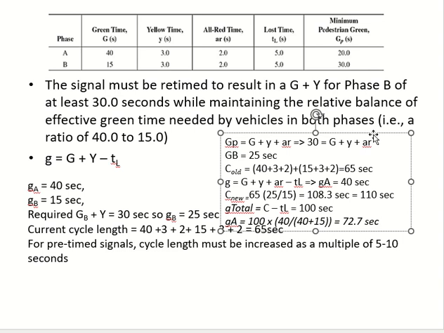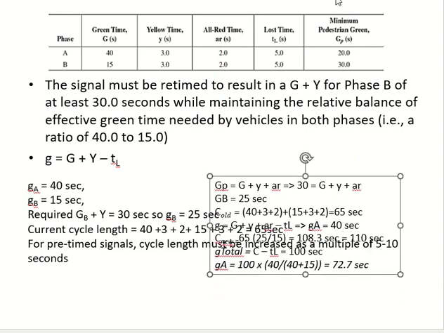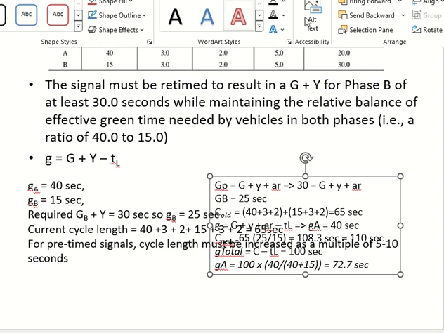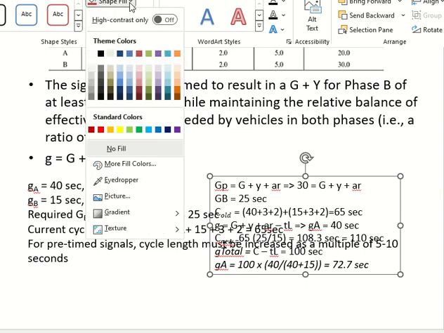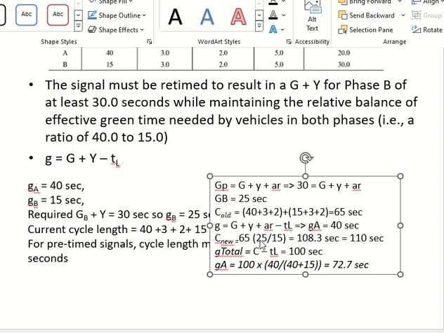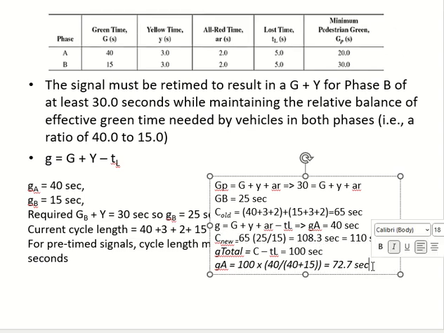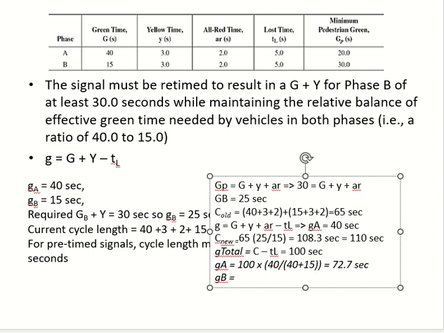Okay. Now there are only two phases, so for phase B, you can just simply subtract it. How much is it? Okay, clear? Now from these effective greens, we can back calculate the actual green as well, using the same equation, which is this one.